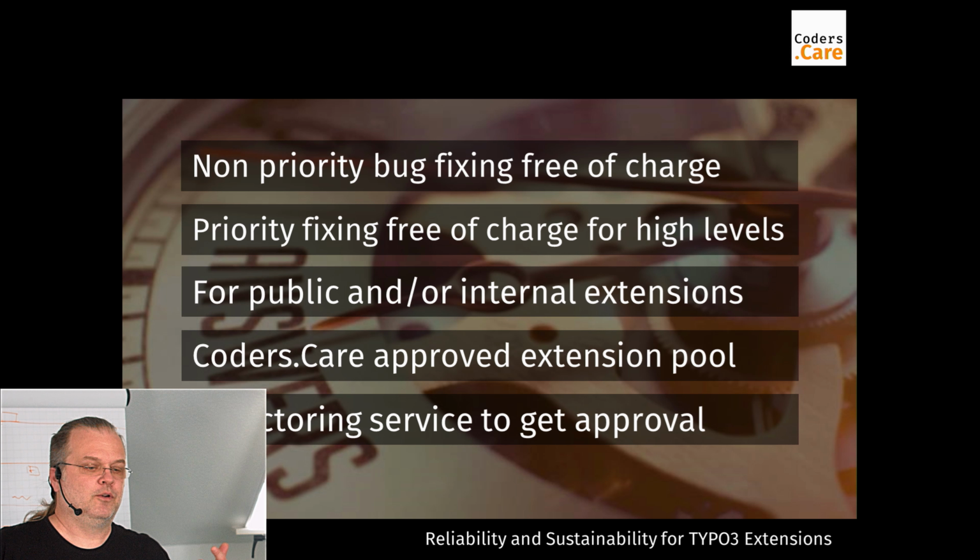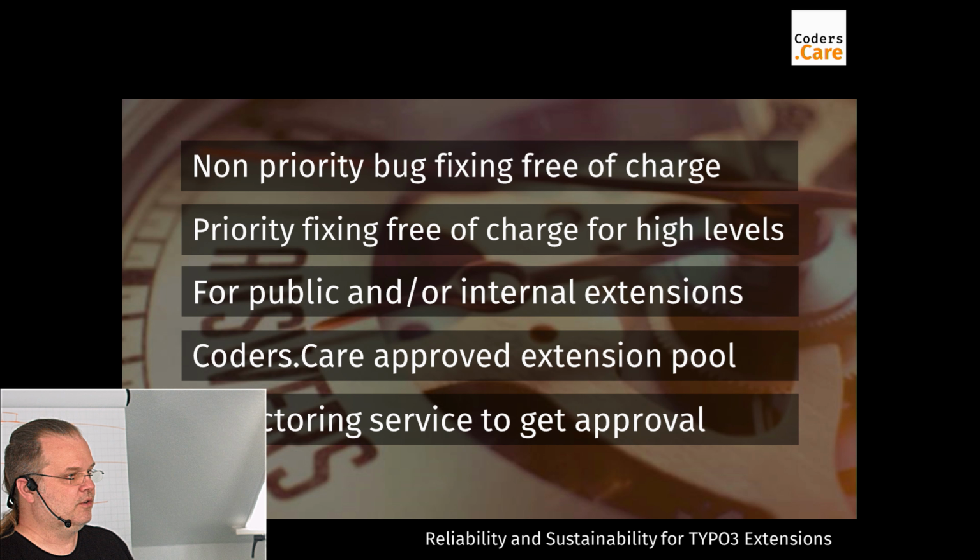And it's available for the public. This is a difference to the Typo 3 company, for internal extensions as well. So the extensions don't have to be publicly available in the TER, but still we have to check them first. And then we have to make sure that everything is fine and according to the coding guidelines and there are no security holes.